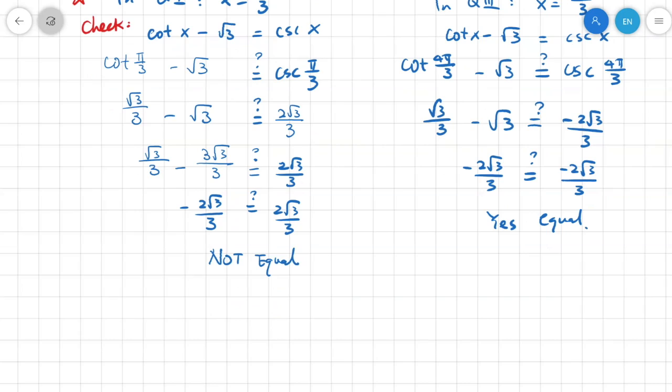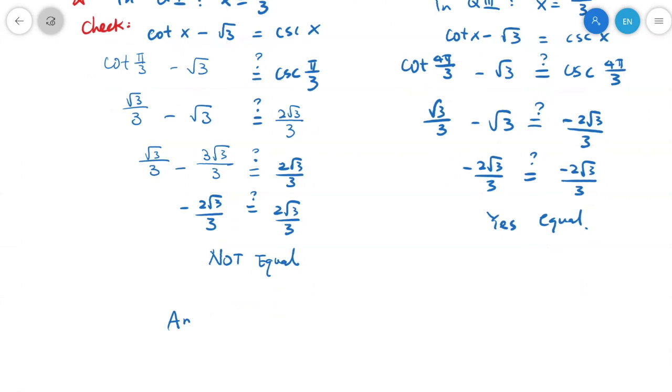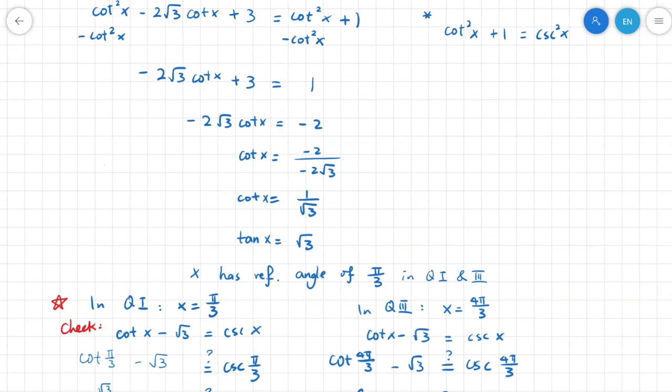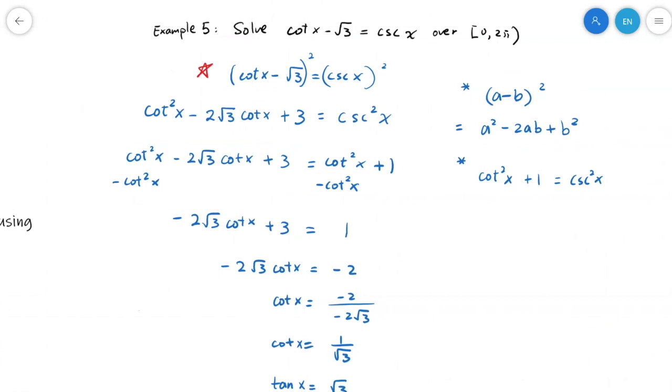So that means the answer for x only equals 4 pi over 3, not pi over 3. Because we squared the original equation, we created a possible solution which worked for the squared equation but not for the original equation.